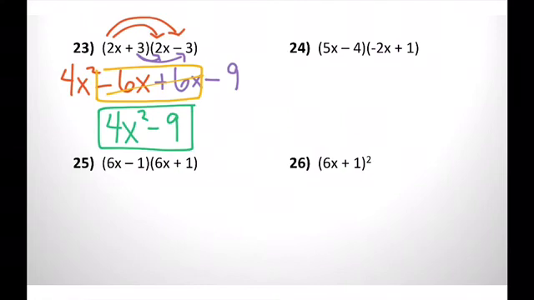Now we'll find out later that this is what we call a special product, and so if you look for a pattern there, you'll maybe start to see what that would look like and why those middle terms cancel out. But we'll talk more about that when we do some other things in another lesson.